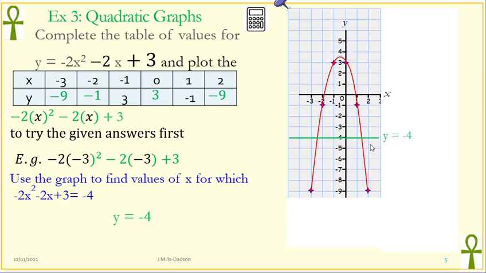Once you've drawn that line, then where you hit the graph, trace it up perpendicularly to the x-axis to read your values. So we can see the values are x equals negative 2.5 and x is also equal to 1.5.